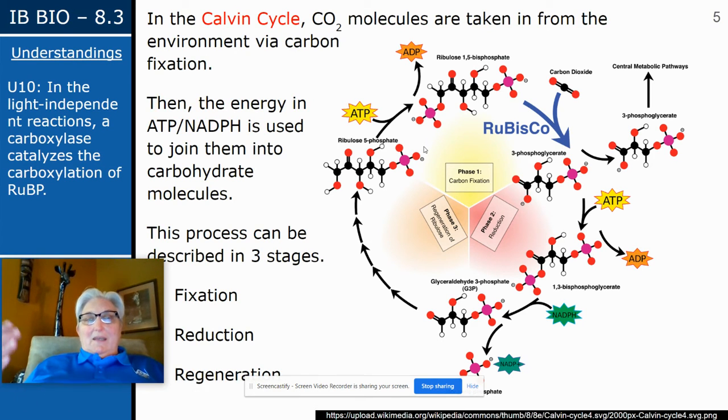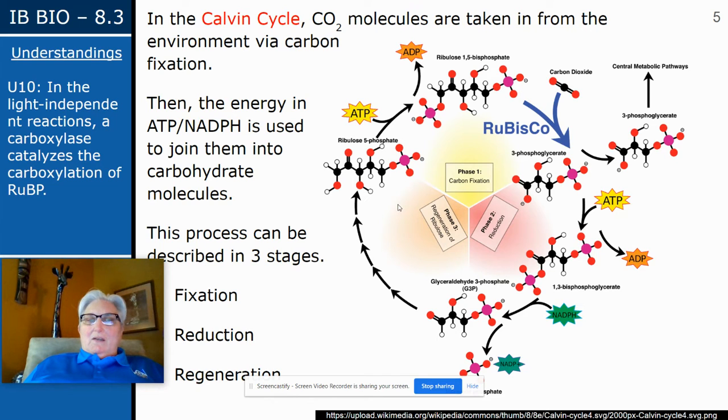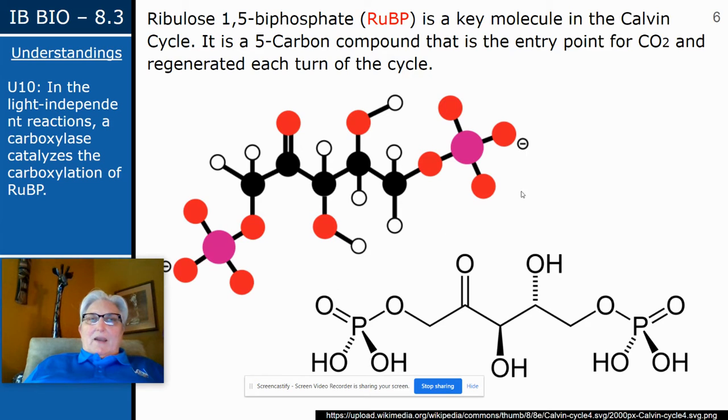And what we're going to see is we're going to use energy that we're going to get from the synthesis of ATP in order to go through really the 3 stages or steps that you're going to see in this particular cycle here. And those 3 stages are fixation, reduction, and then the regeneration that we're going to find.